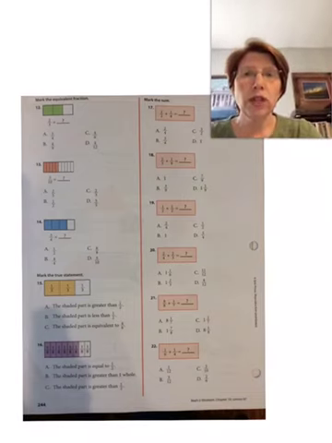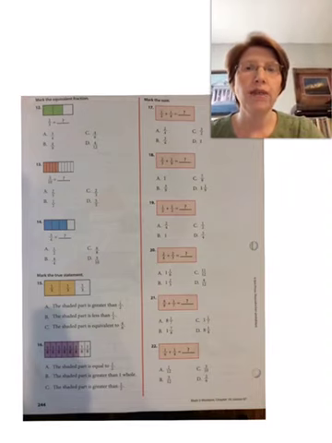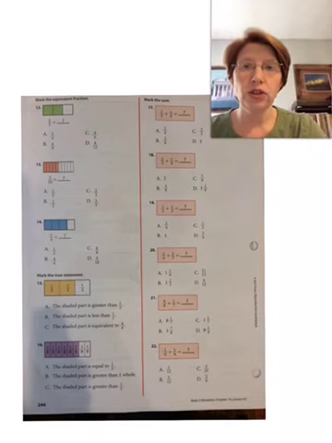13, they want you to reduce that one. So what can you divide 5 and 10 both by? You divide that and you find your answer.